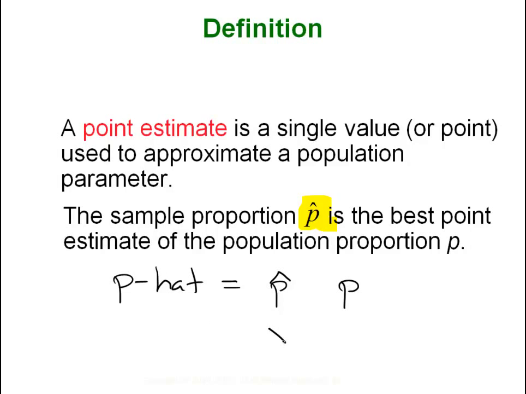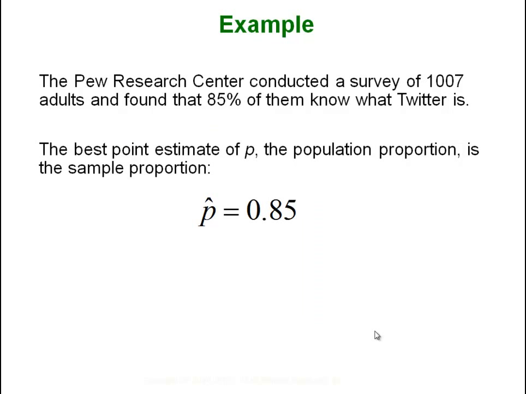It's like how X bar was the mean of your sample, and mu was the mean of your population. We'll always have corresponding variables for the sample versus the population. Here's a simple example. We took a survey of 1,007 adults and found that 85% of them know what Twitter is. So the best point estimate of P, the actual population proportion, i.e. what proportion of the entire population knows what Twitter is, is the result that we get from our sample.